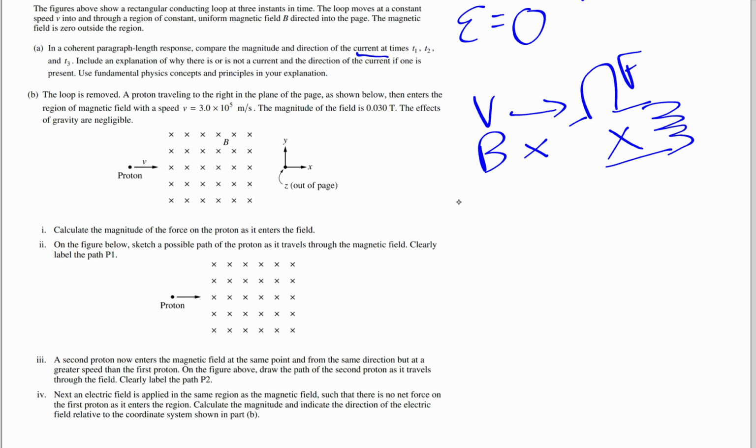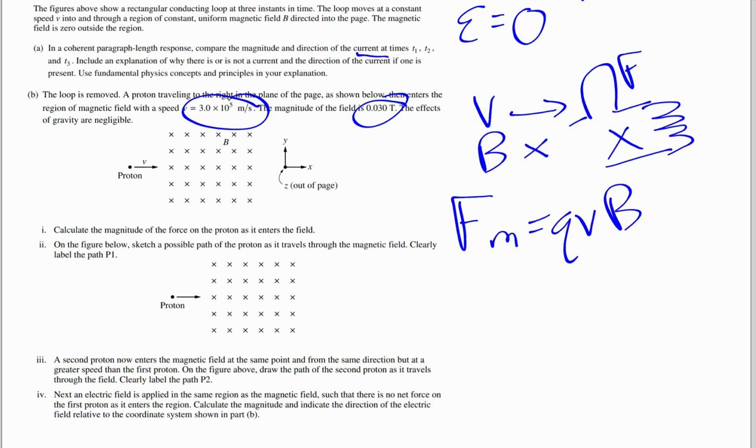So Fm equals QVB. All right, the B is given, 0.03 Tesla. The V is given, 3 times 10 to the 5. And the Q is given, it says a proton. So I know the Q for a proton is 1.6 times 10 to the negative 19 coulombs. Okay, that's it. Just multiply it. I'm not going to do that. You guys can do that.